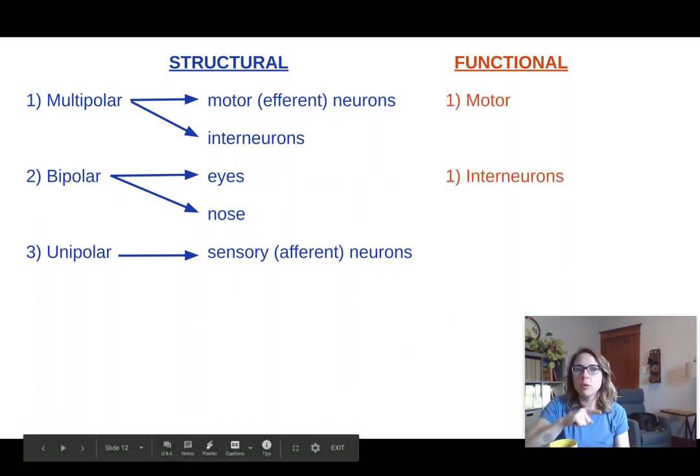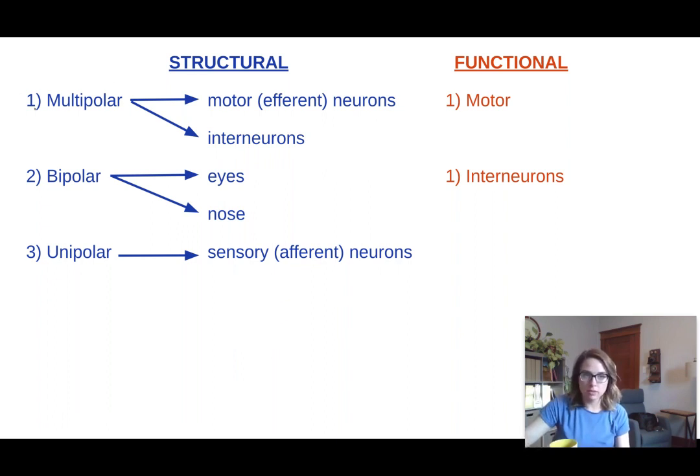So multipolar neurons, number 1, have 2 different functions. They can function as a motor neuron or an interneuron, which we've already went over. And then unipolar neurons, their function is sensory. So these are where we find them in the body, but their functions: multipolar neurons have a motor function or a connecting function. They're in between the other 2. And the unipolar neurons, their only functionality is to sense the world around me.